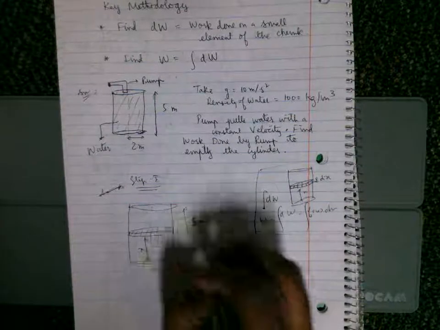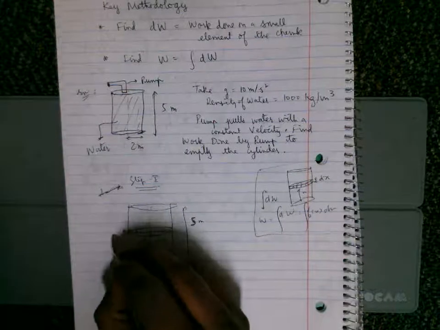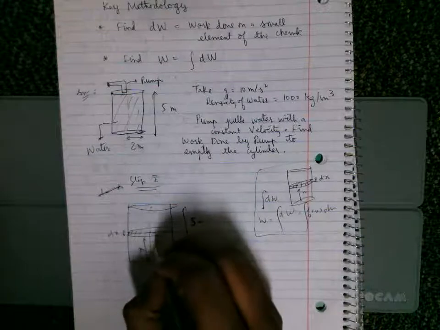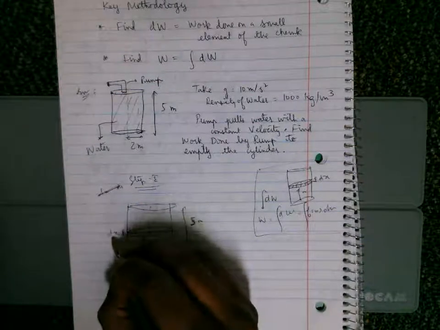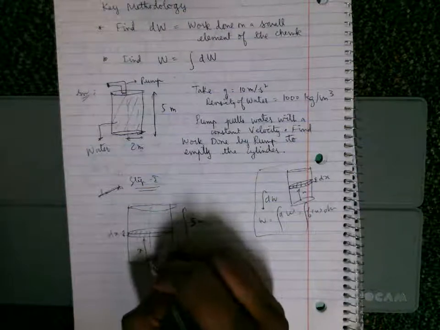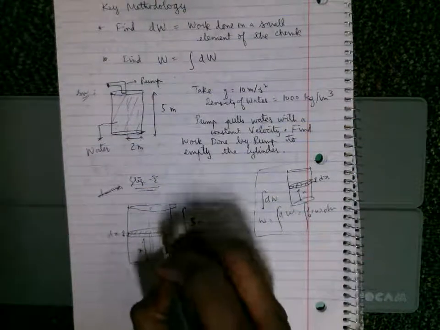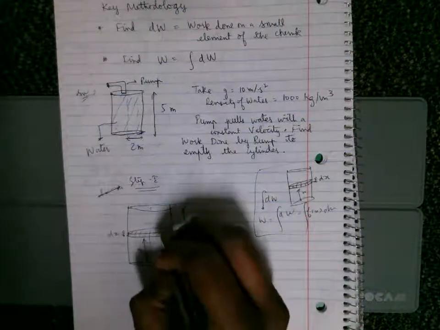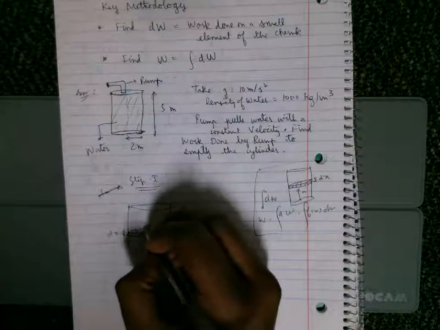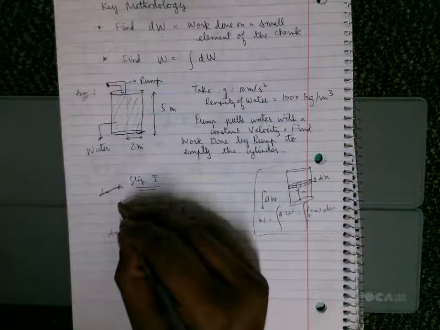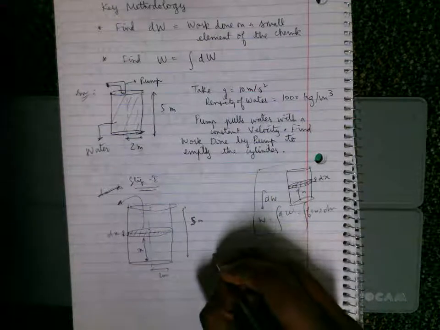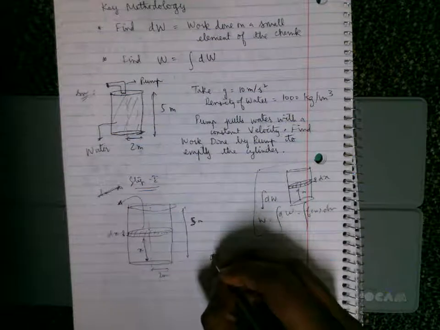So this is like a disk which has height dx. It's a very small cylinder with height dx, and it is at some height x from the bottom. So we want to find out the work done to remove this from this cylinder, to empty it from this cylinder. All right, so I'll write down the expression for dW.